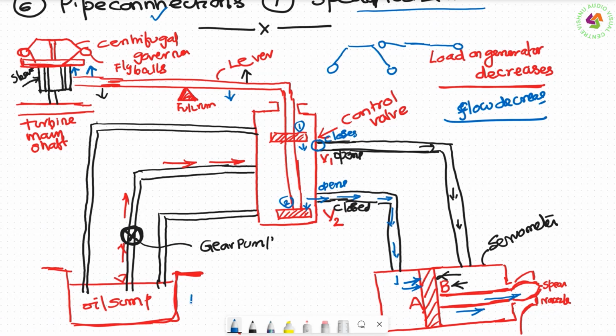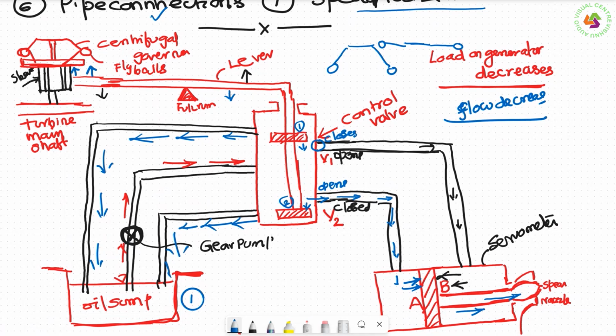The first component that you should draw is the oil sump. First, draw the oil sump, wherein oil is filled. There will be three pipelines coming from the oil sump. These three pipelines are connected to the control valve. That is the first thing. In the central one, the oil will be pumped by the gear pump into the control valve, whereas through the other two, the oil will be taken back from the control valve to the sump.